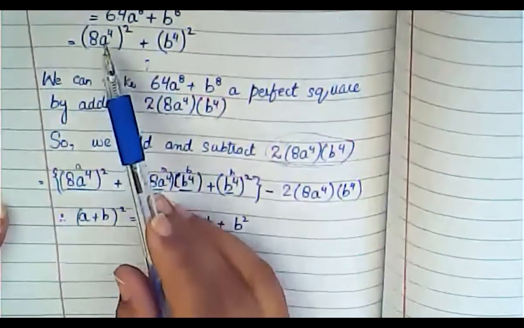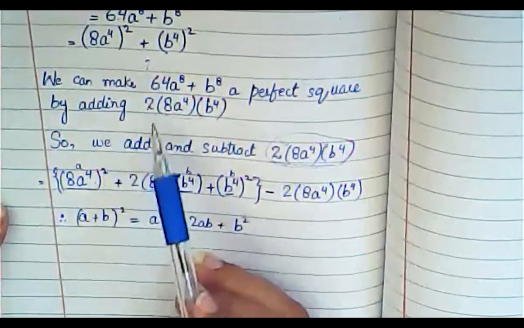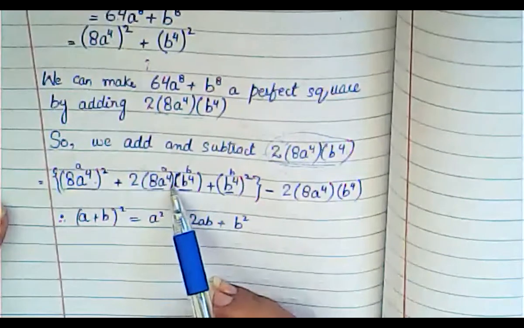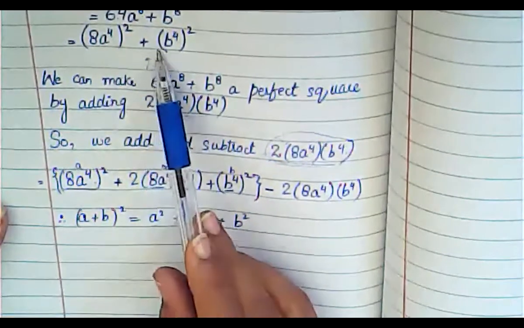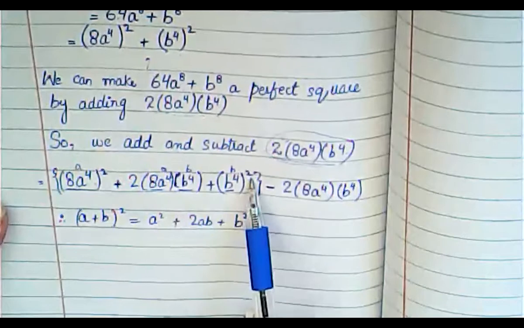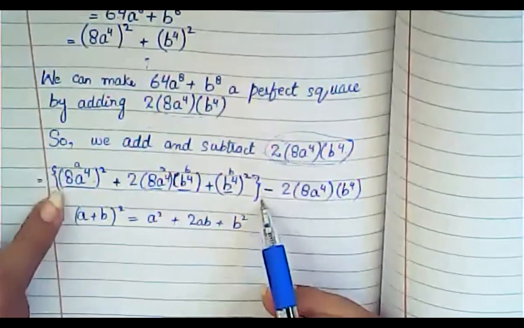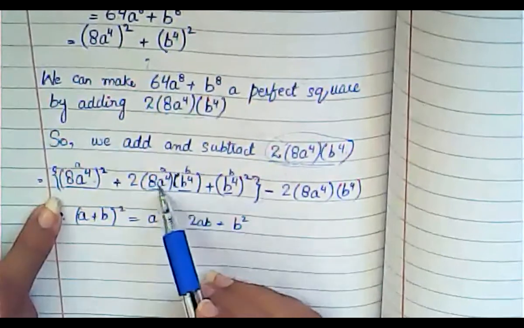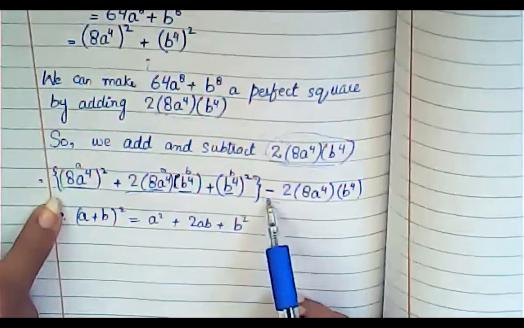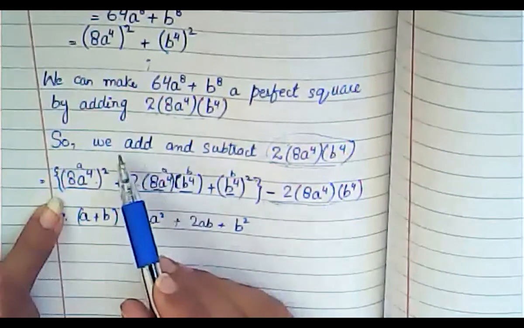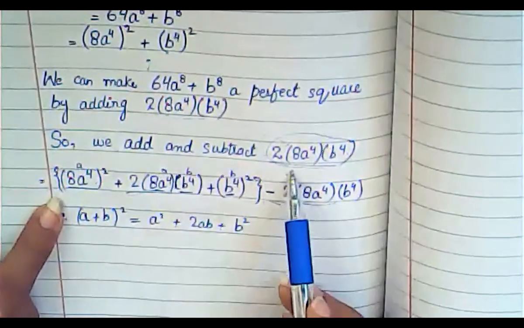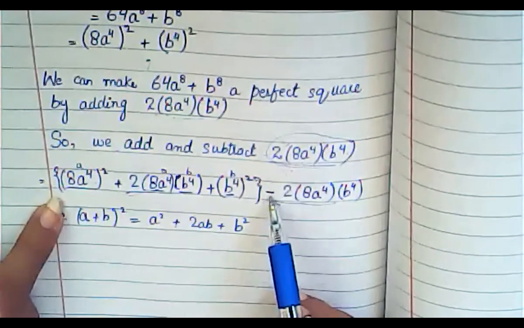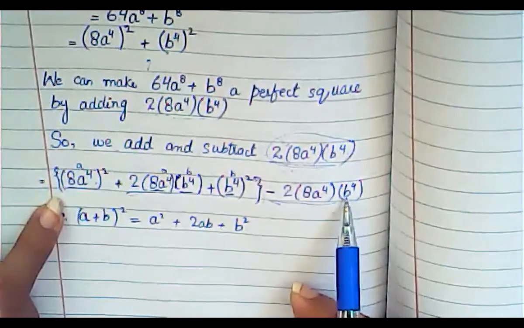So we will write here first 8a4 whole square, then plus we are going to add it first, which is 2 8a4 b4 plus sign, and then this one which is b4 whole square. Now we will enclose it in a bracket because it will become a complete formula. And the thing which we are adding here, we have to subtract as well. We have written that we add and subtract this one. We have added it here. Now we are going to subtract it at the end, which is minus 2 8a4 b4.